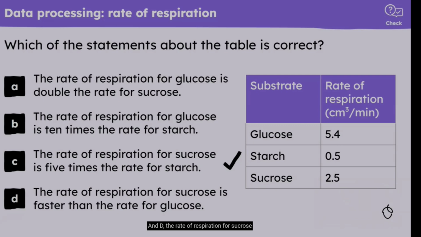And D, the rate of respiration for sucrose is faster than the rate for glucose. The rate of respiration when sucrose is used is 2.5 centimeters cubed per minute, but the rate of respiration when glucose is used is 5.4 centimeters cubed per minute, which is much higher than when sucrose is used, so D can't be correct either. Well done if you got that right.